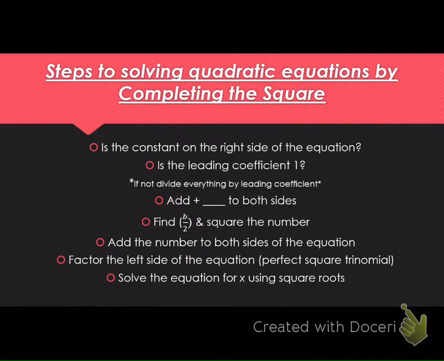Okay? Look at step 2. Find b divided by 2 and square the number. We just did that. Step 3, add the number to both sides of the equation. We just did that. Factor the left side of the equation, which is going to be a perfect square trinomial. We just did that. And lastly, we're going to solve the equation for x using square roots. You did that yesterday on your quiz. That is 9.3 right there for your last step. Okay? So I want you to see pretty much everything in this list we have done. So now it's just putting it all together.